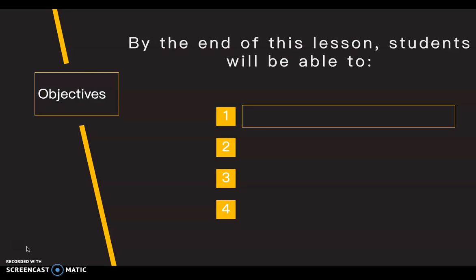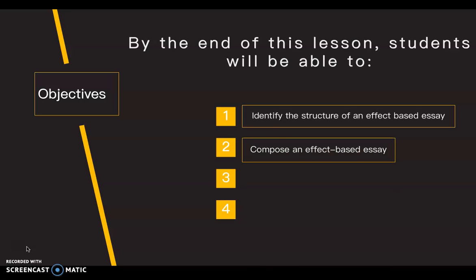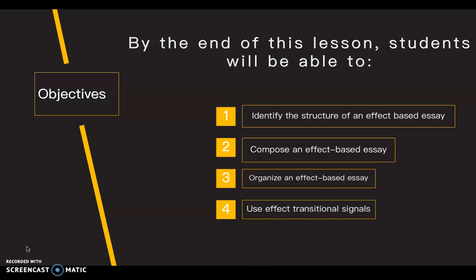Our objectives for this lesson are to be able to identify the structure of an effect-based essay, compose an effect-based essay, organize an effect-based essay, and finally, use effect transition signals.